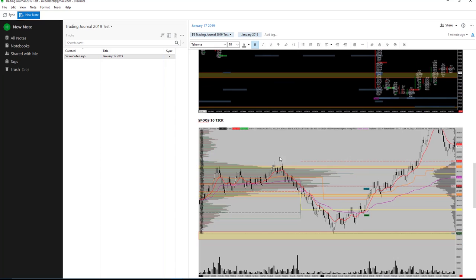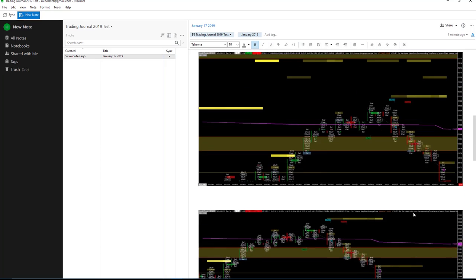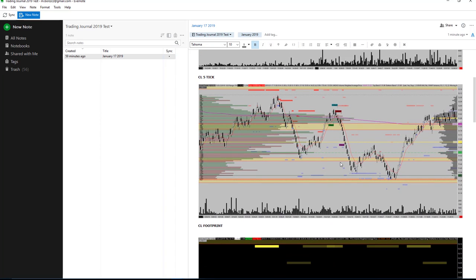I've also got the charts of the S&P 500 futures, also known as the SPOOs in the industry. We've got the 10-tick, the 5-tick, and the footprint as well. So my next step here is to take the notes from my journal and put them onto this note.